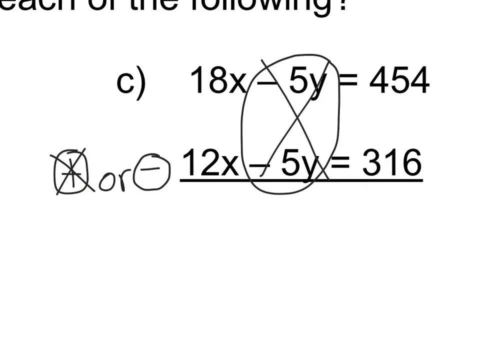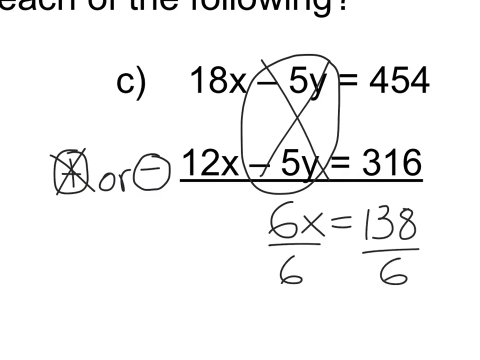So now I'll start off with 18x minus 12x, which gives me 6x, and then 454 minus 316 to equal 138. If I needed to solve for that x, I would be dividing by 6, which gives me an answer of 23 for my x value.